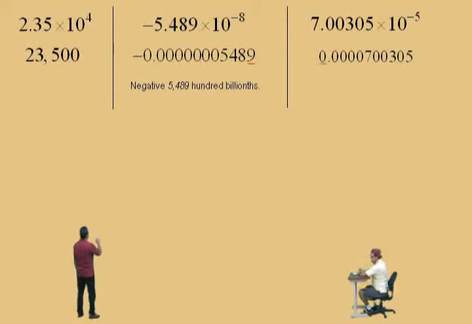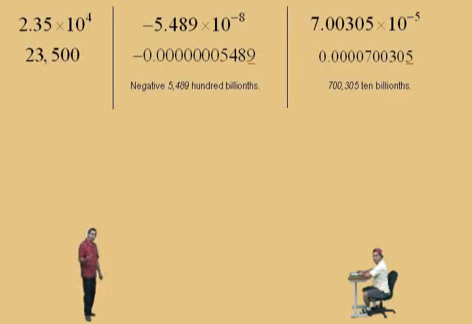Okay, here we go. Ones, tenths, hundredths, thousandths, ten-thousandths, hundred-thousandths. Take a break. Millionths, ten-millionths, hundred-millionths. Take a break. Billionths, ten-billionths. So that 5 is in the ten-billionths place. So how do we say this number? It's 700,305 ten-billionths.